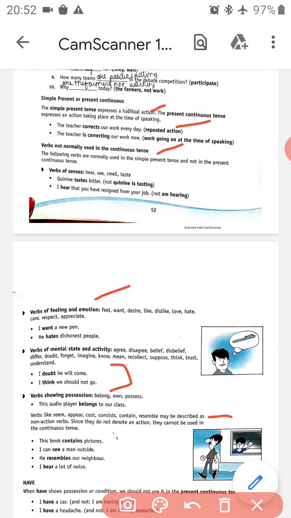Okay, so these are examples of some more verbs which do not show any kind of action. When they are not showing any kind of action, they cannot be used in continuous tense. That's why they will come in simple present tense.